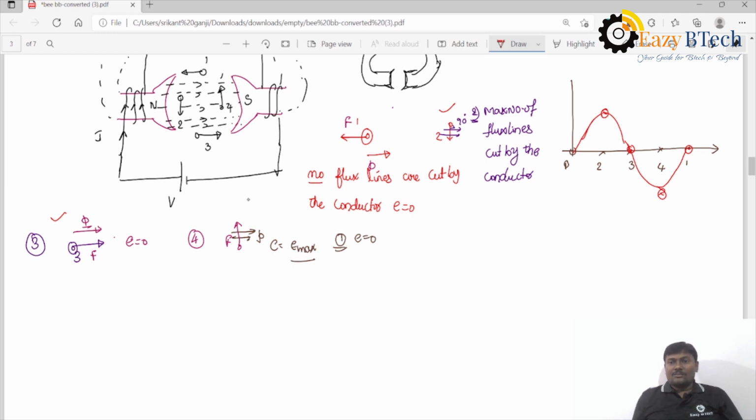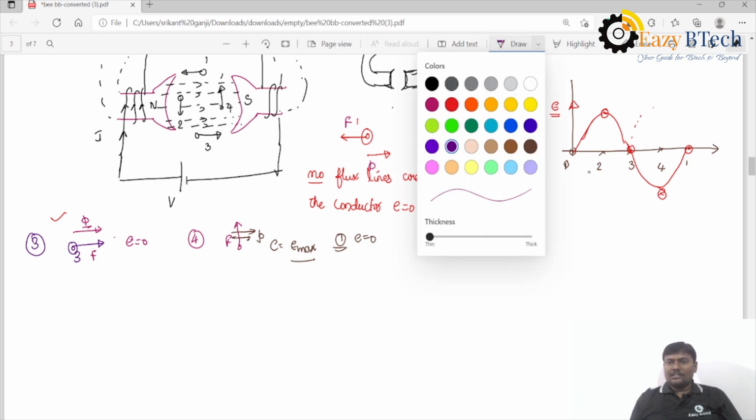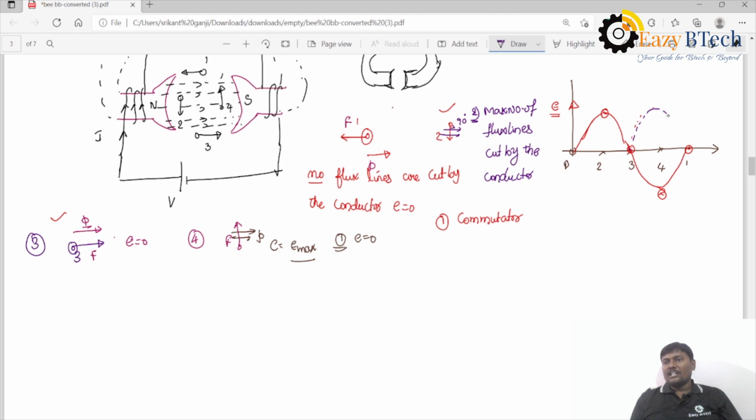Sir, you are talking about DC machines, but the EMF which is generated is AC. How can we convert AC into DC? We have a rectifier, which is called the rotating rectifier. It's called the commutator. With the help of a commutator, we can convert the negative half of the cycle into positive. So that is called the mechanical rotating rectifier. We'll discuss it one by one.